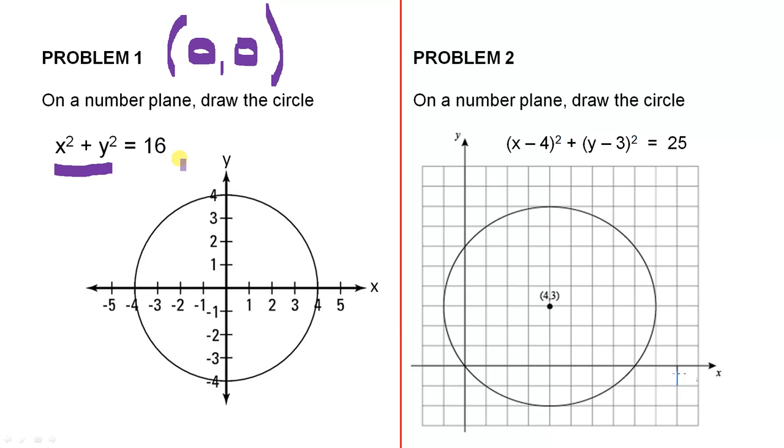Second question, what is the radius? For the radius, we look at this number here and we take the square root of this number. The square root of 16 is 4. So the radius is 4.